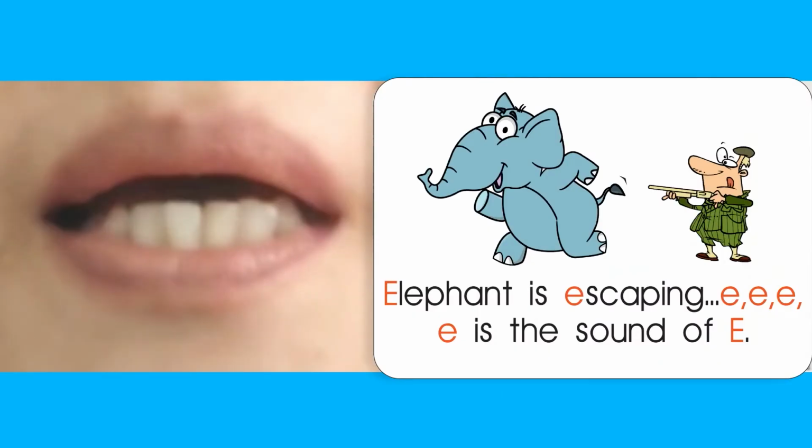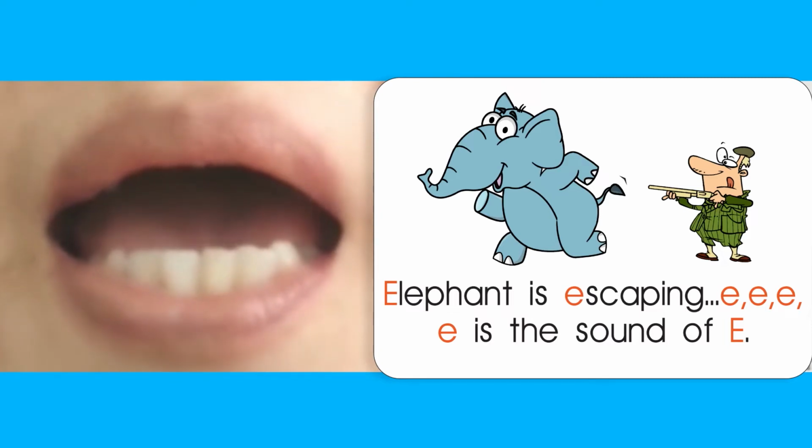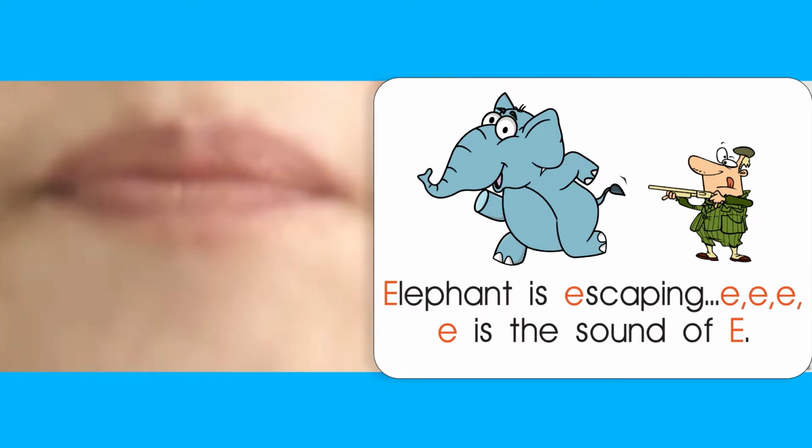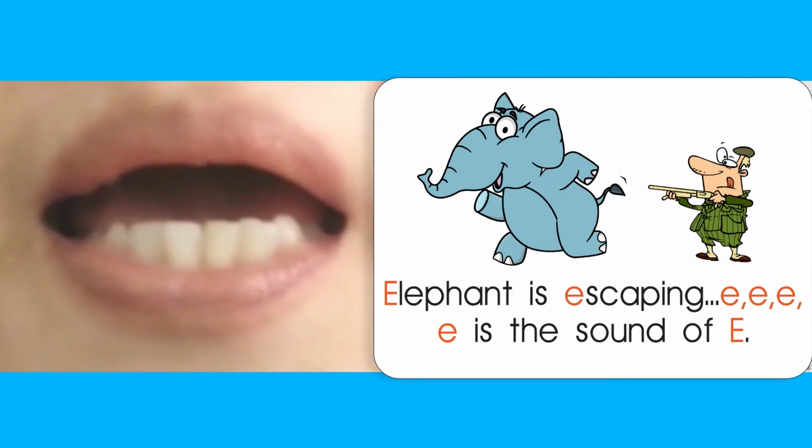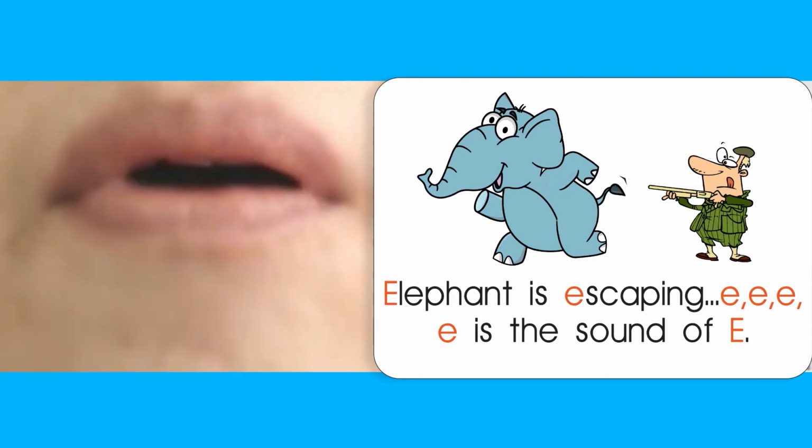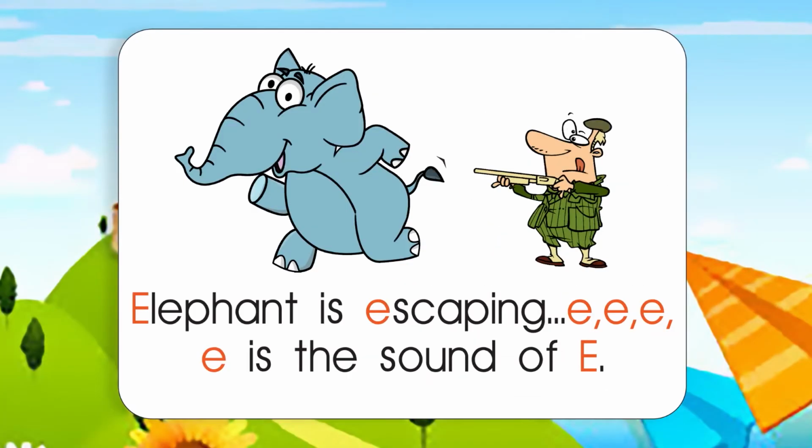Elephant is escaping, eh, eh, eh. Elephant is escaping, eh, eh, eh. Eh is the sound of E. Let's sing again. Elephant is escaping, eh, eh, eh. Elephant is escaping, eh, eh, eh. Eh is the sound of E.